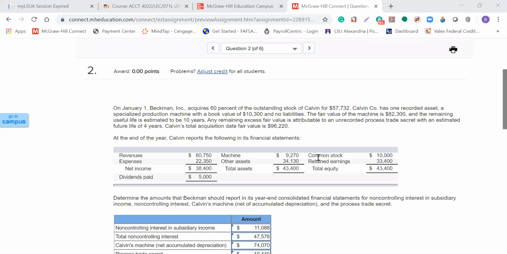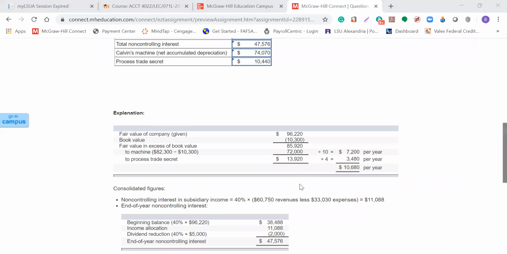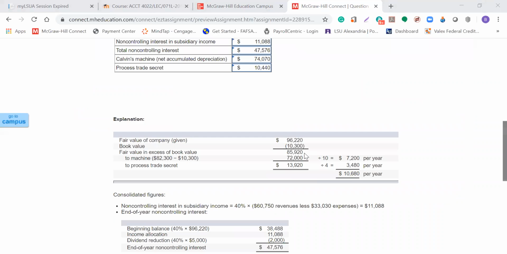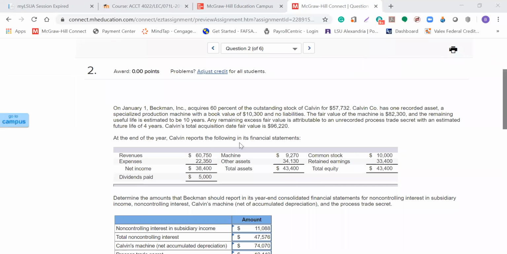All right, finally, guys, we are going to look at the calculation for 4 non-controlling interest figures included in the consolidation process when you have non-controlling interest. And we talked about non-controlling interest a lot. So on January 1, Beckman acquires 60% of the outstanding stock of Calvin for $557,732.